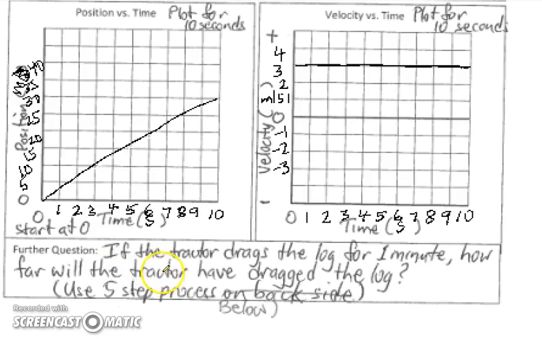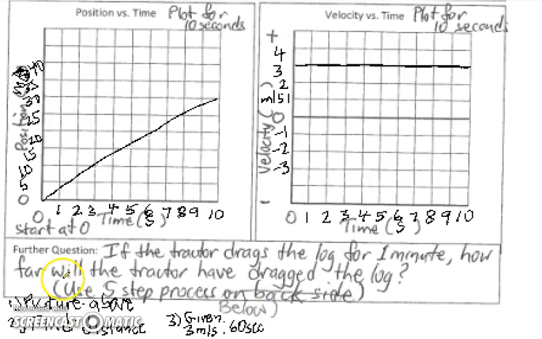Last question here. If the tractor drags the log for 1 minute, how far will the tractor have dragged the log? Use the 5-step process. Say below rather than the backside. The backside is the other problem. Let's get this started. So the picture is drawn above. Find the distance. That's what we're trying to find. Given that our velocity is 3 meters per second and our time is 60 seconds.